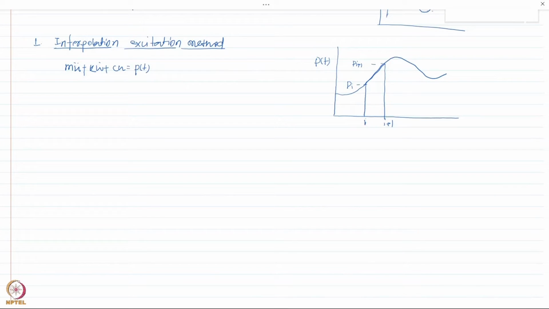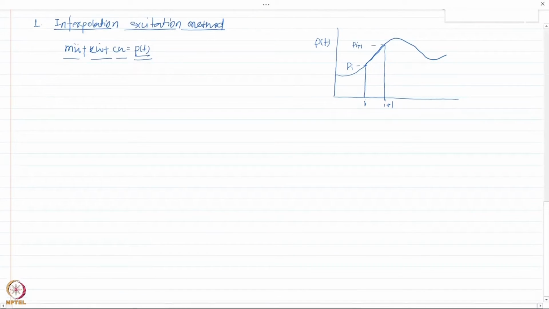So if the system is linear, I don't have to use complicated numerical methods. If my only issue is that my p(t) cannot be represented as a closed-form function, or subject to p(t) my u value cannot be determined as an analytical solution, then I can utilize this interpolation of excitation method for linear systems. It is a very computationally efficient method.